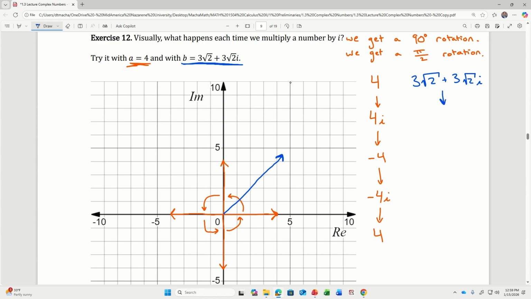When I multiply by i, 3 square root 2i becomes 3 square root 2i squared, which is negative 3 square root of 2. And when I multiply 3 square root of 2 by i, this is what I get. Multiply by i once again, and I'm going to get negative 3 square root of 2 minus 3 square root of 2i. So I end up over here.